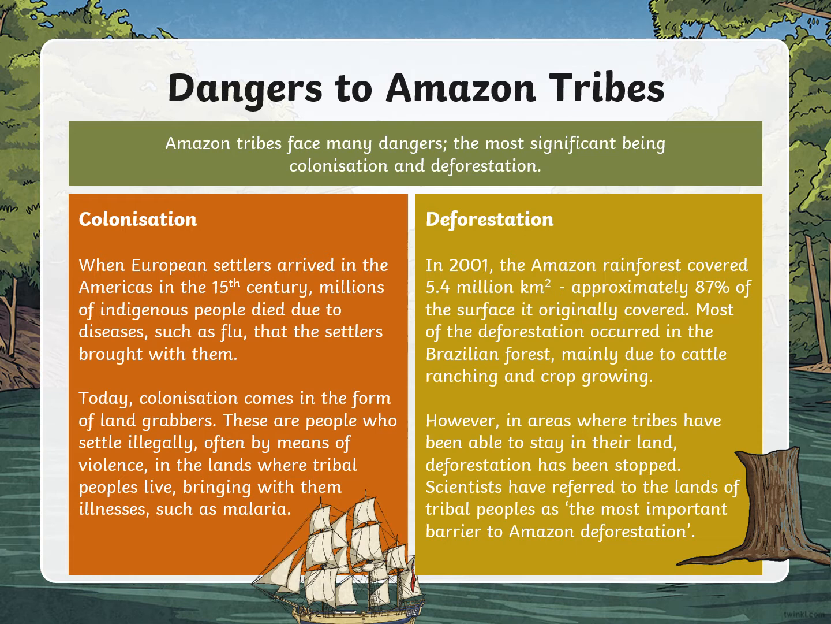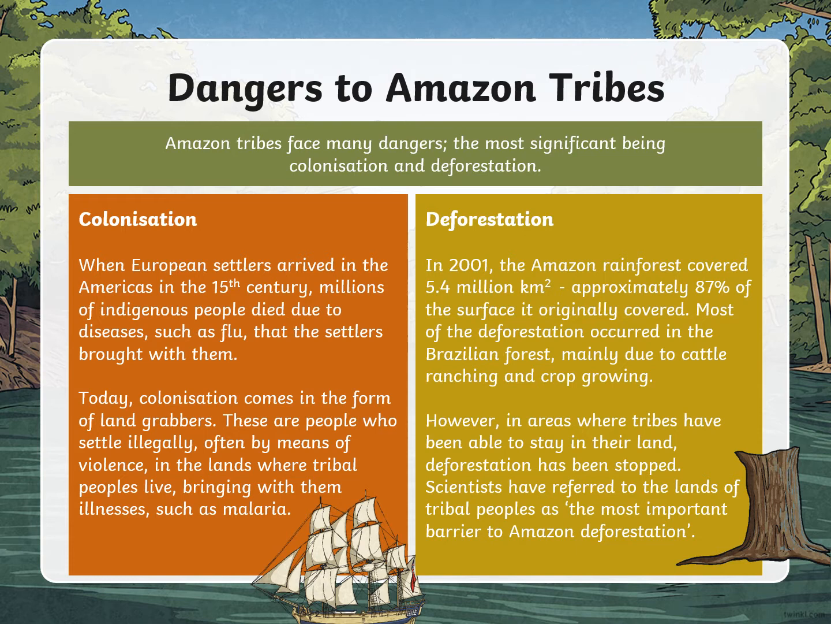In 2001, the Amazon rainforest covered 5.4 million kilometres squared. That's approximately 87% of the surface it originally covered. So that's quite a lot of percentage. It's already gone down, isn't it? It's only 87% now. Most of the deforestation occurred in the Brazilian forests, mainly due to cattle ranching and crop growing, so all that cattle farming that we were talking about before.